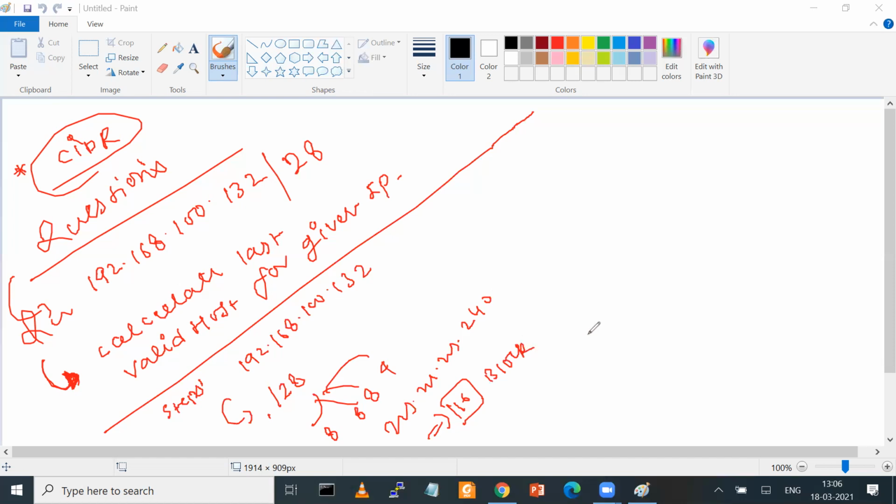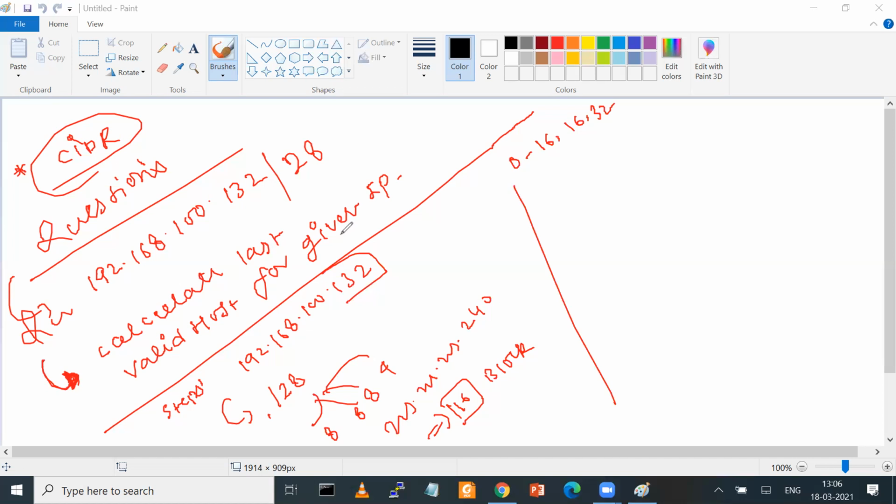Once you get the block, you just have to check the value. In my case, the given IP is 192.168.100.132. So for 132, we just have to look up 132 in a block of 16. My first block will be 0 to 16. Next will be 16 to 32.